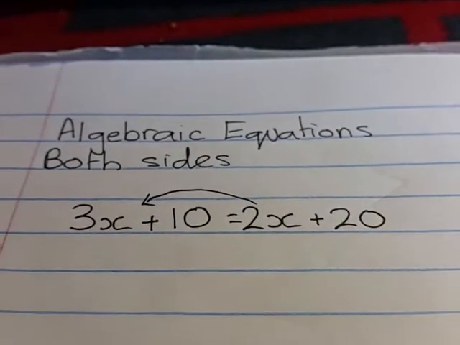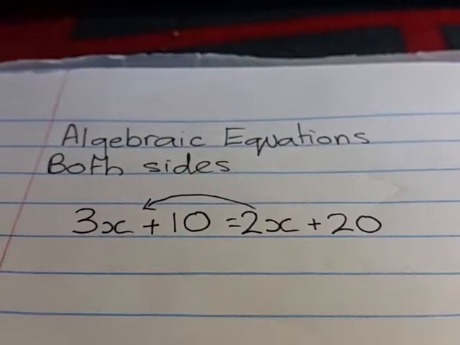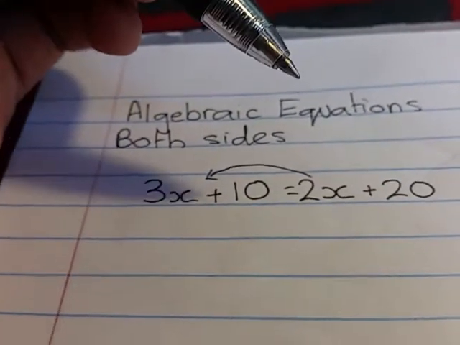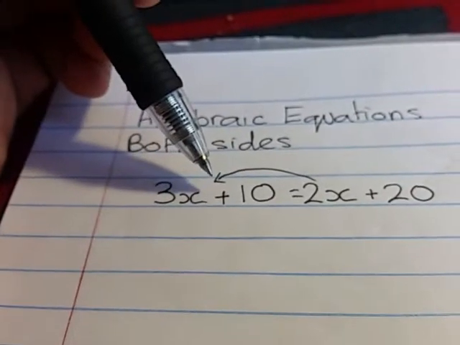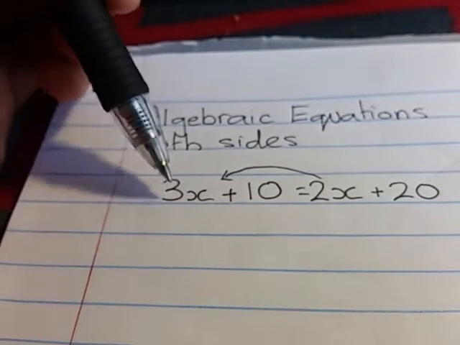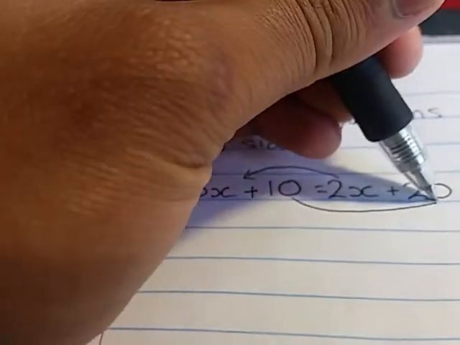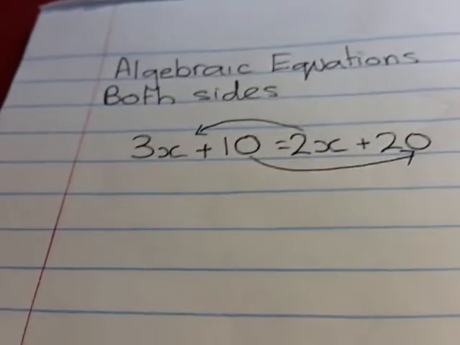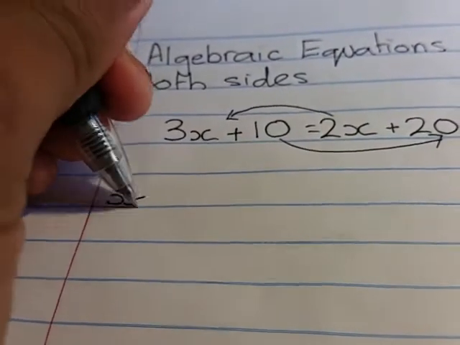All you have to do is unite all the variables on one side and put all the numbers on the other side. So what I'm going to do in this case is I'm going to take this 2x and bring it to the left to be with the 3x. And this 10 over here, I'm going to bring it to the right hand side so it can be with the 20. What happens here is that on the left side you have 3x.